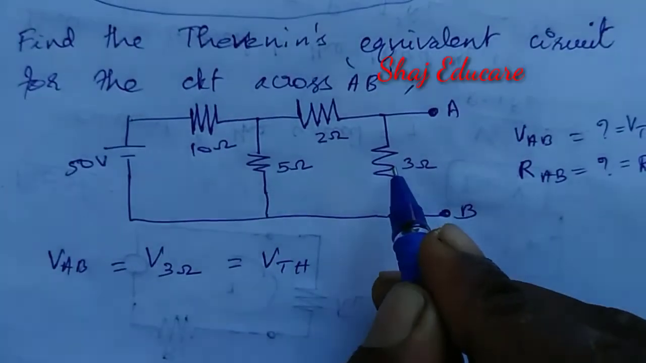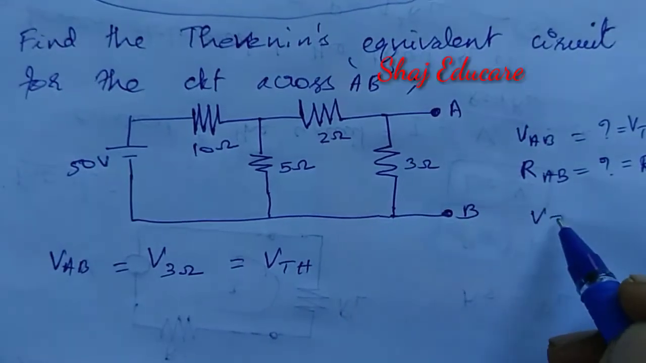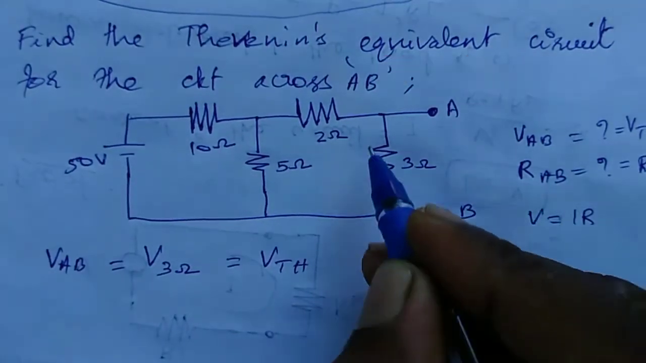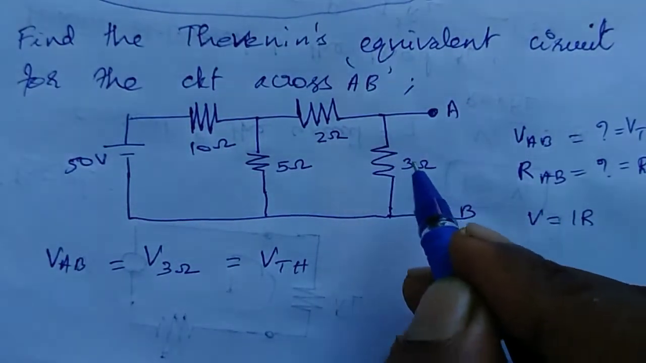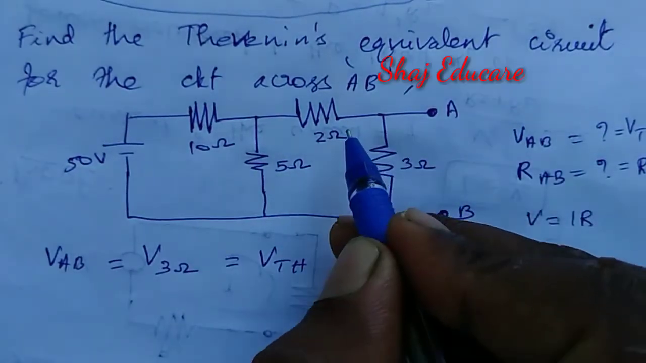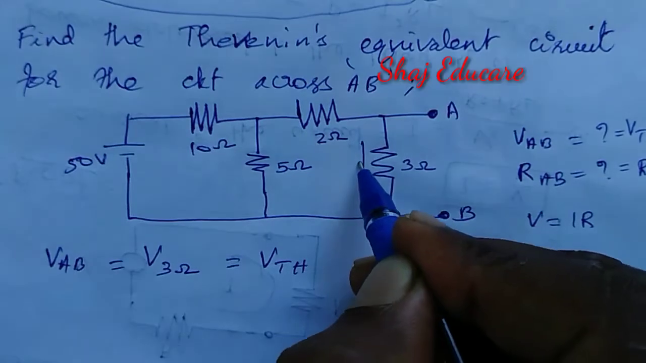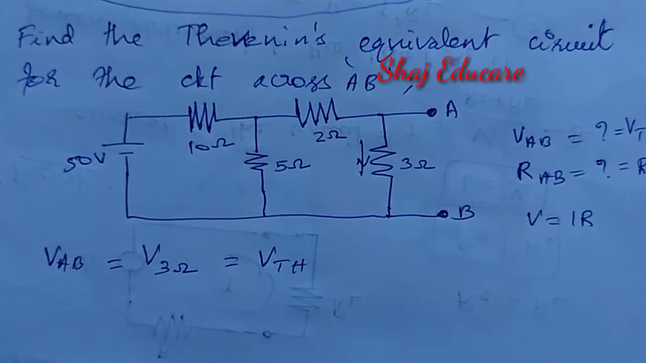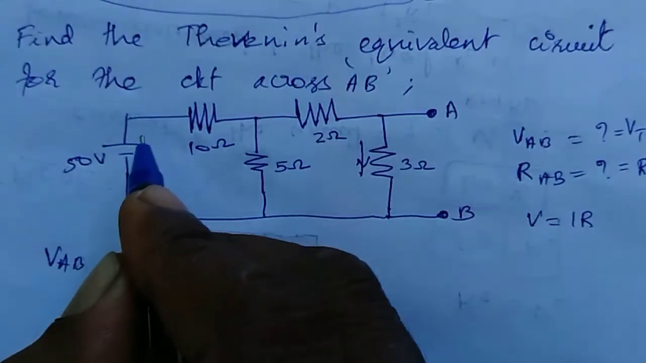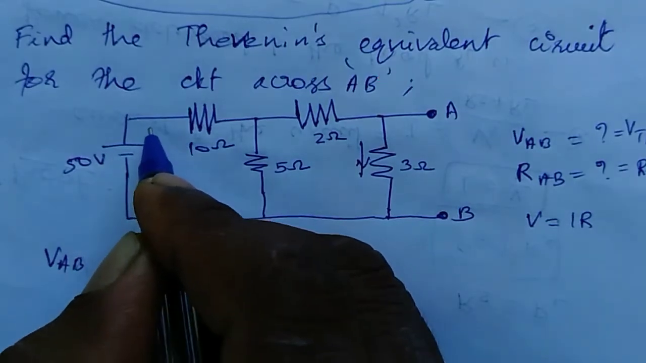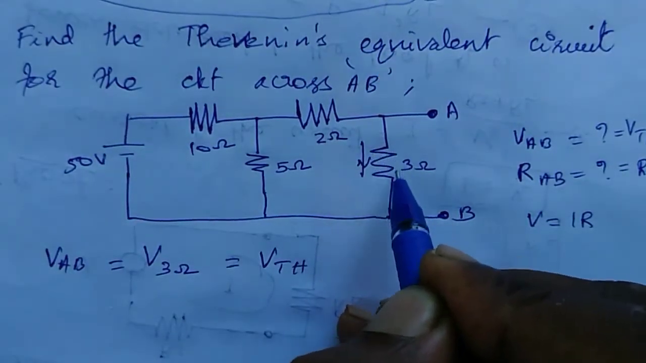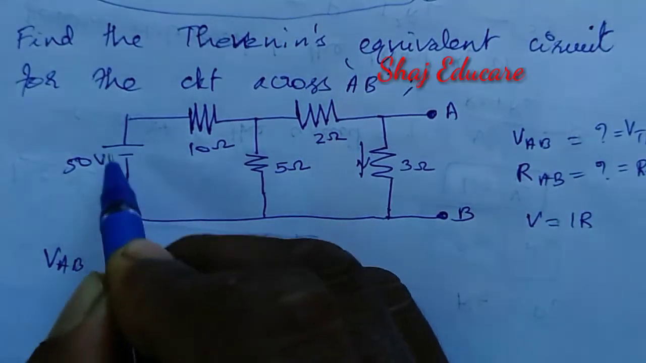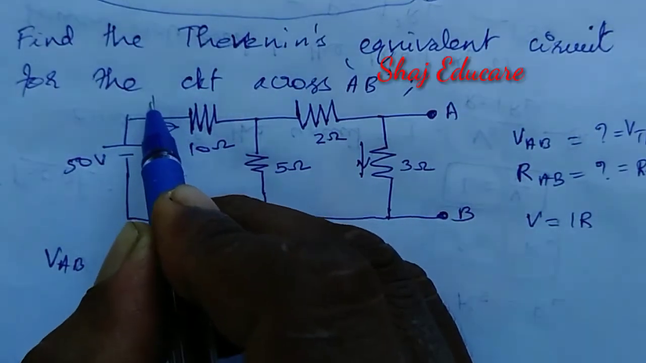The voltage here will simply be V equal to I into R. Therefore, the voltage developed across the 3 ohm resistance will be the current flowing through the 3 ohm resistance into 3 ohm. So I need to know the current flowing through 3 ohm. In order to find it, we should know the total current provided by the 50 volt voltage source, that is the total current IT.